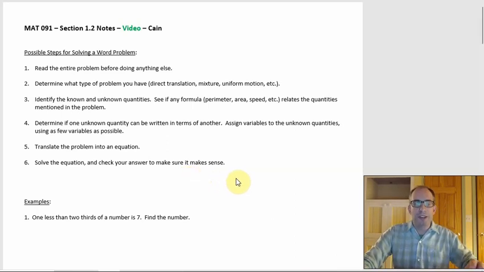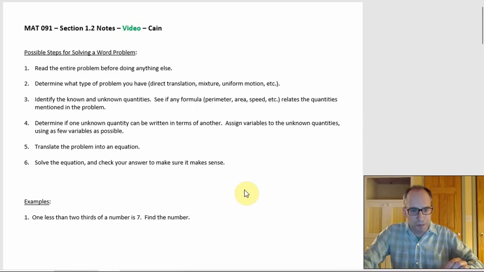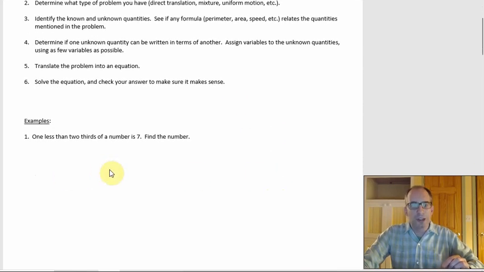But let's see. With the examples that we've got, I think with this particular set of notes, the first 4 are direct translation, number 5 and number 6 are mixtures, and then number 7 is uniform motion. So with the first one, this is a direct translation, and some of the key things are just if you can kind of pick out words where you know what they turn into symbolically.